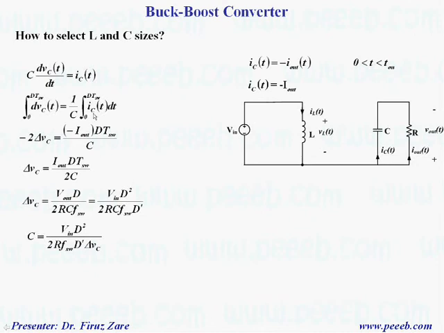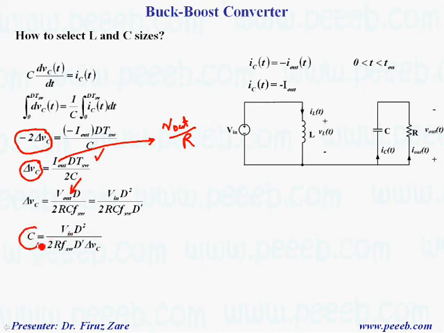So to find the capacitance value, we can basically find the voltage ripple. Similar to buck or boost converter, we can find the ripple when the switch is on. So in this case, delta VC is given by this equation. We can find I out, which is V out over R. Then we can put in this equation, and finally we can find the capacitance value in terms of input voltage, duty cycle, the maximum ripple for the output voltage, switching frequency, and load impedance.